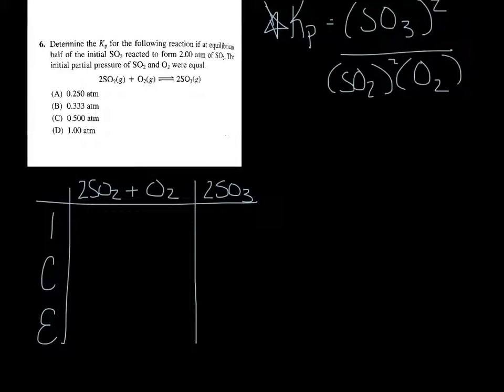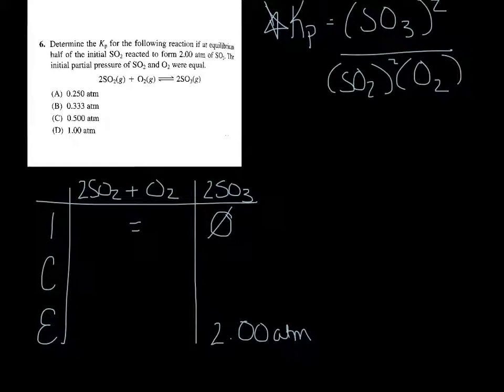Alright, so this problem is a multiple choice problem involving Kp, and what I've done is I've set up my ICE table and I've written my equation for Kp. Now, we know some information from the problem. The first thing is that we formed 2 atmospheres of the SO3, so I'm going to fill that in onto my ICE table. The other thing we know is that initially the amounts of SO2 and O2 were equal to each other. We also can assume that we're starting with 0 of the SO3.